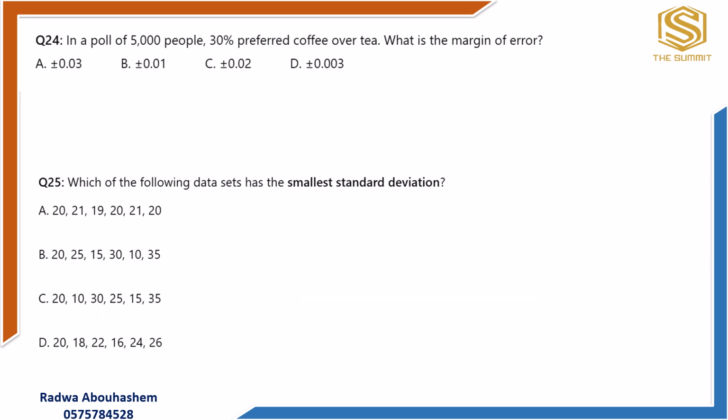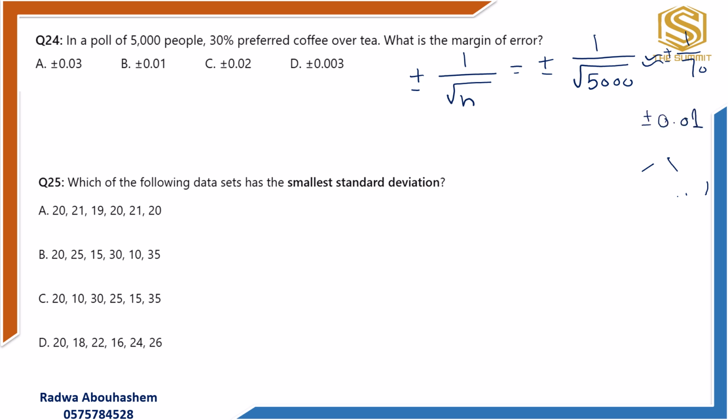Question 24. In a poll of 5,000 people, 30% preferred coffee over tea. What is the margin of error? So here it's positive or negative 1 over root n. So positive or negative 1 over root 5,000. This is approximately 70, since 70 times 70 is 4,900. So it's approximately 1 over 70, positive or negative. And this is approximately 1 over 100. So I'm going to say it's positive or negative 0.01.